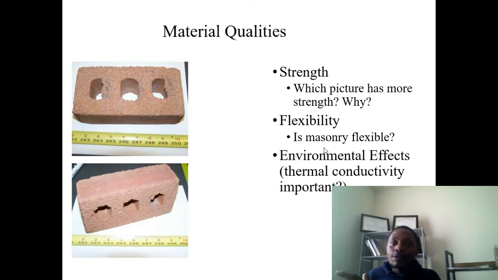So you have to look at those materials and say this material is meant to gain more heat, so it's not good for this particular climate. Now this material is meant to lose more heat, and therefore it's not good for this kind of climate. So these are the qualities that you look at when you want to choose the material.